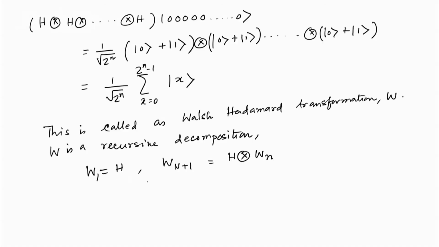Let us now look at another important thing, which is called no cloning. So, the unitary property of the quantum states says that they cannot be copied or cloned.